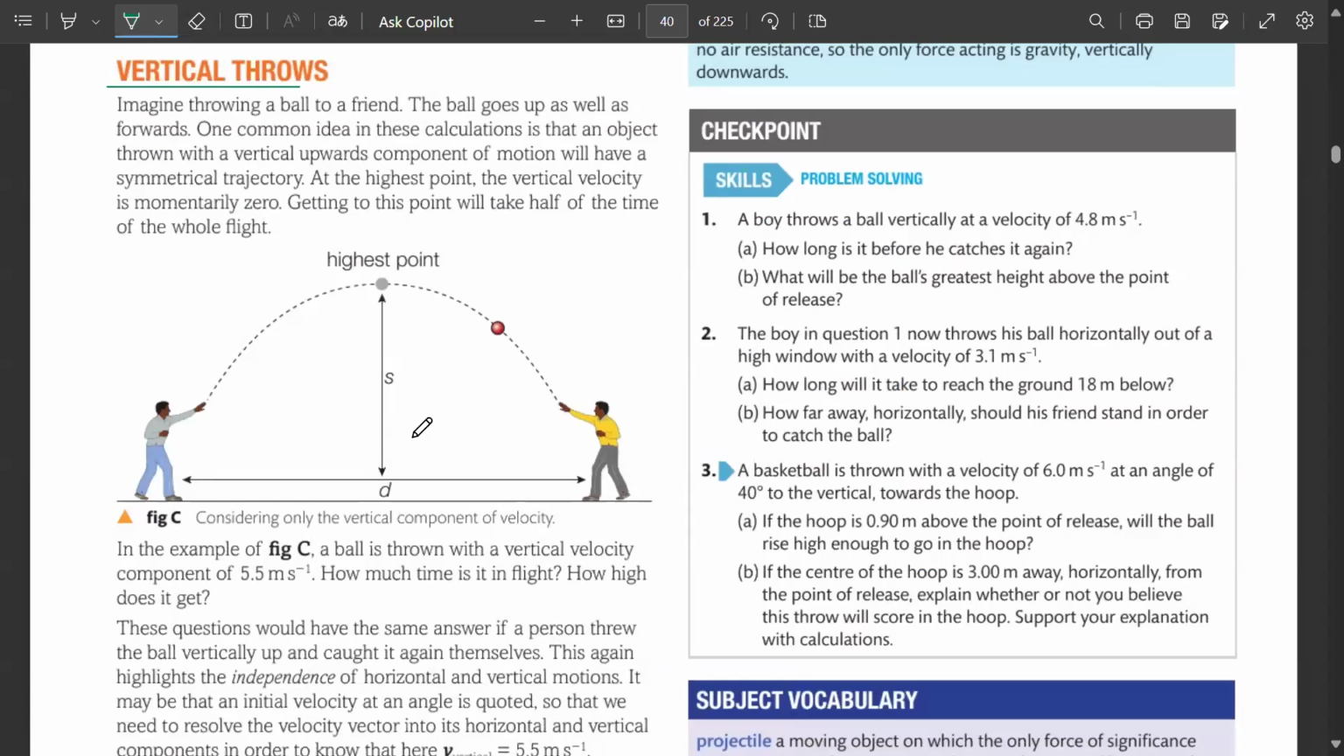Imagine throwing a ball to a friend and the ball goes up as well as forwards. One common idea in these calculations is that an object thrown with a vertical upwards component of motion will have a similar symmetrical trajectory, and at the highest point the vertical velocity is momentarily zero. Highest point पे हमेशा vertical velocity change करती रहेगी. यहाँ पे it's going to be less, फिर यहाँ पे फिर आहिस्ते से कम होगी, कम होगी, यहाँ जीरो होगी, then as it comes down again it's going to keep increasing and increasing.